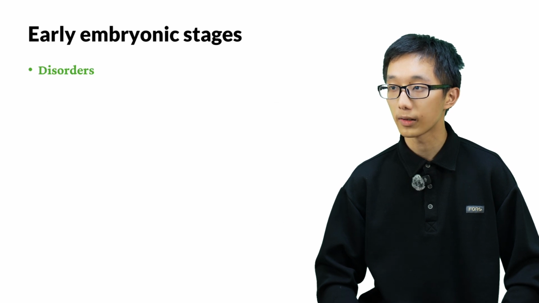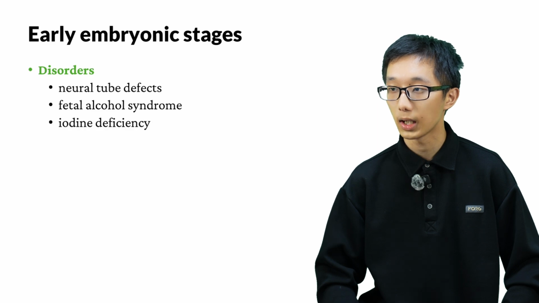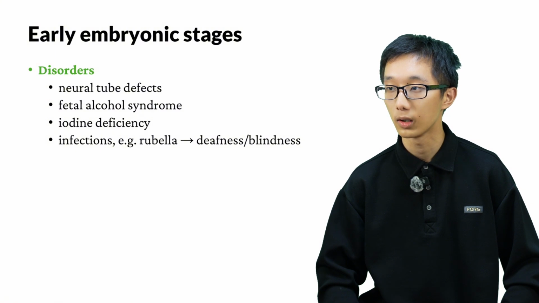There are some other disorders besides the neural tube defects that we mentioned before. For example, if the mother is alcoholic, then the fetus might develop fetal alcohol syndrome, which is bad for the neural system development. Iodine deficiency is also fatal for the fetus. And infections such as rubella infection might cause inappropriate development of the nervous system. For example, rubella might cause deafness or blindness in the baby.